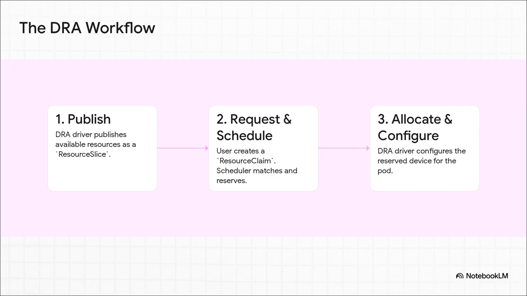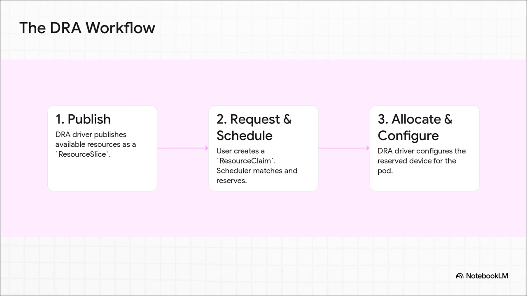Act 2 is request and schedule. This is where the user comes in. They create a pod, and inside that pod, they define a resource claim that describes exactly what they need in great detail. Now the scheduler steps in and acts as a matchmaker. It scours all the published resource slices to find one that perfectly fits the user's resource claim. Once it finds a match, it reserves that specific resource and only then schedules the pod onto that specific node.